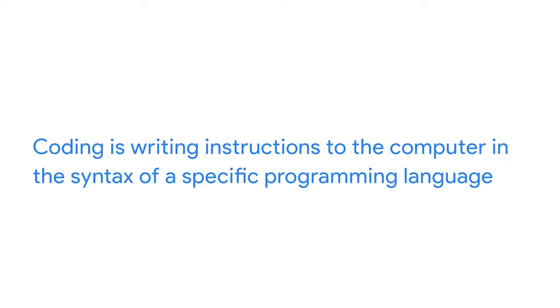Programming languages are the words and symbols we use to write instructions for computers to follow. You can think of a programming language as a bridge that connects humans and computers and allows them to communicate. Programming languages have their own set of rules for how these words and symbols should be used, called syntax. Syntax shows you how to arrange the words and symbols you enter so they make sense to a computer. Coding is writing instructions to the computer in the syntax of a specific programming language.